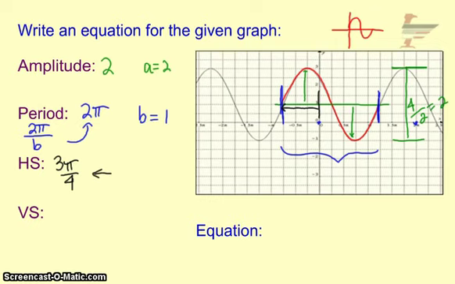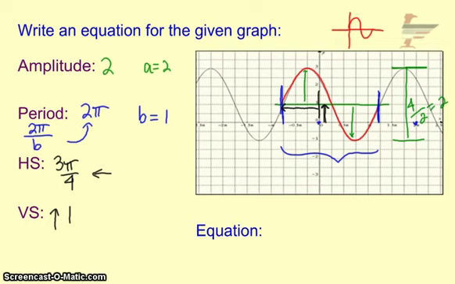And if I'm going to the left 3 of those, that means I must be going to the left 3 pi over 4. Our vertical shift, you can find by comparing the new x-axis, that midline we drew in, to the original x-axis. So from here up, that was the vertical shift, and we can see that it went up 1. Alright, now we're ready to write the equation.